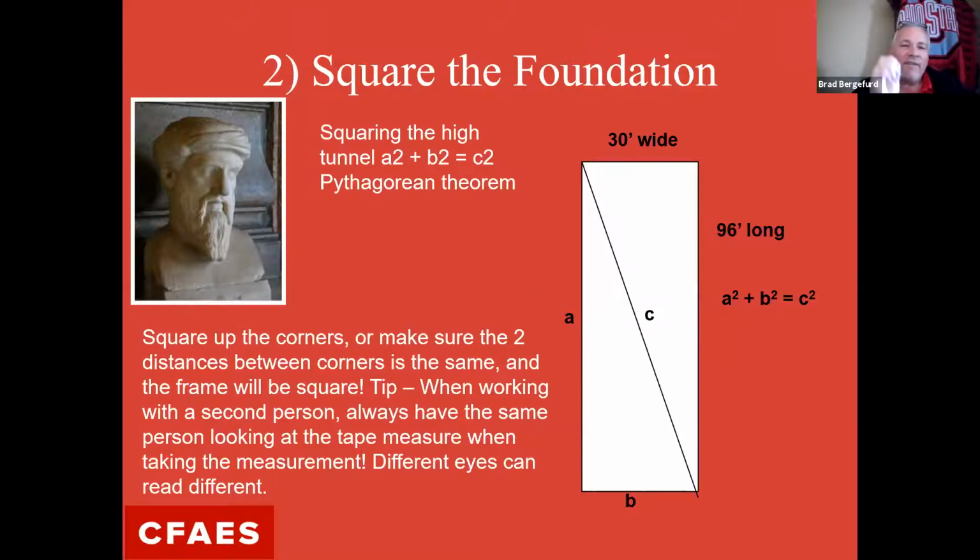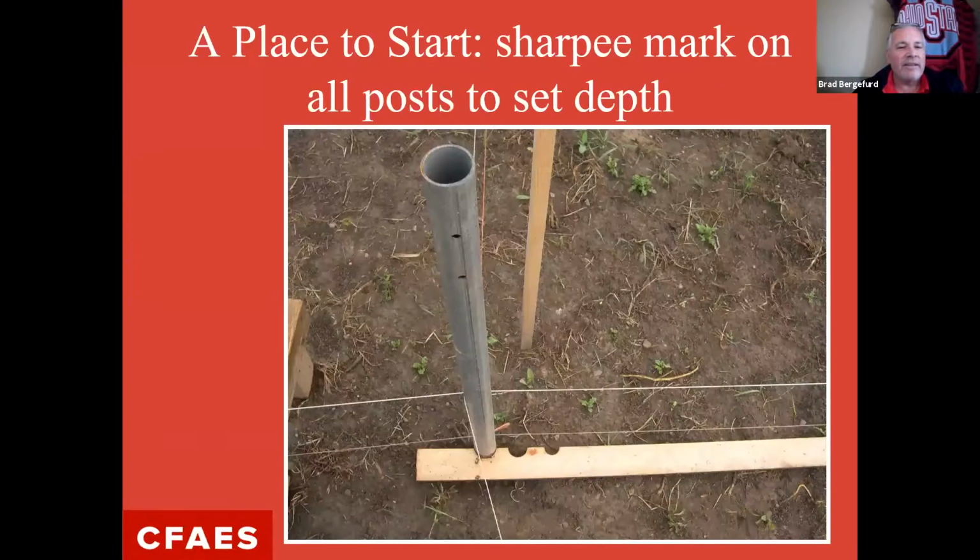Another key that we've come up with over the years of building these things: whoever is looking at that tape, have that same person be checking the tape. It's really a weird thing, but we all have different eyes. And when we look at a tape, we can look at that thing different. At least I do. But just have the same person, the same set of eyes checking that tape when you're trying to square your tunnel up.